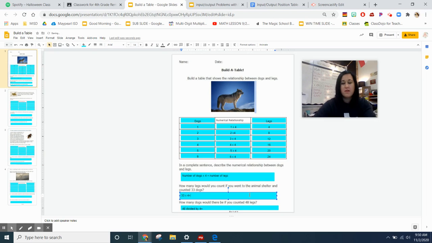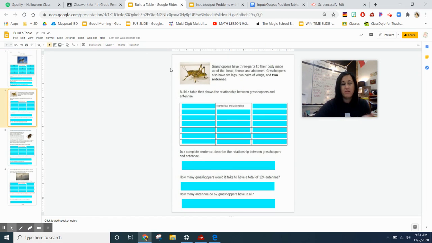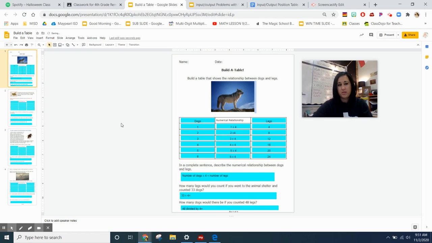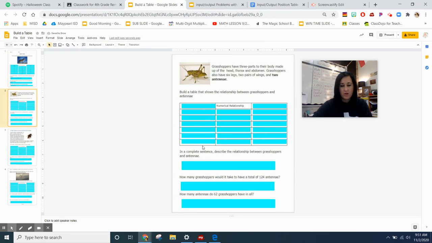Okay? So, again, you're going to fill in the table, answer these questions. When asked for the numerical relationship, you use words and what you're doing to get your values, and then answer these questions. Each one is very similar, but pay attention to what it's asking for. This one is asking about grasshoppers. They want to know the relationship between grasshoppers and antenna. So you need to know how many antenna a grasshopper has. It has 2. So this column would be labeled grasshopper. This column would be labeled antenna. And you would do the same thing as you did with the dogs. You do 1, 2, 3, 4, 5, 6 grasshoppers, and how many antenna for each? Fill in the numerical relationship.